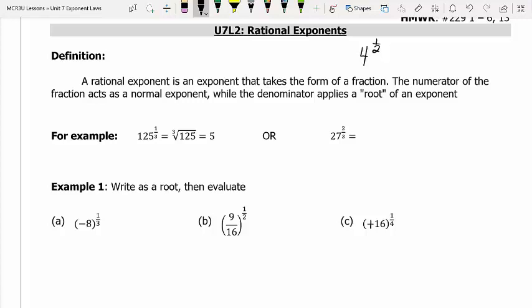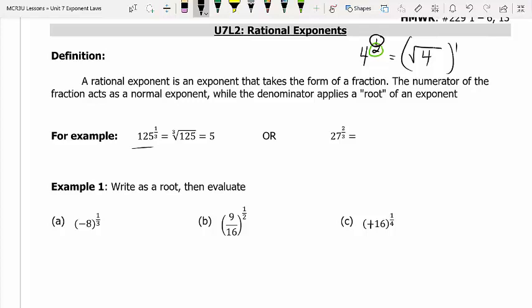The way you deal with powers when the exponent is a fraction is the denominator represents the root that is applied to the base. So if the denominator is 2, that means we're going to take the square root of the base. And then the numerator is just the exponent on the entire thing. A couple more examples.